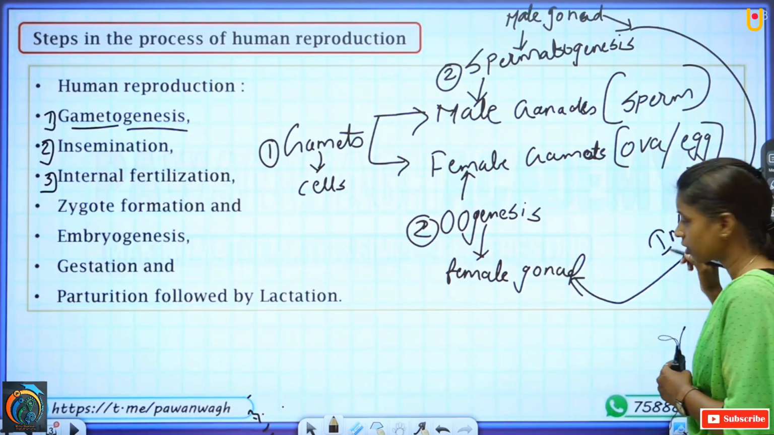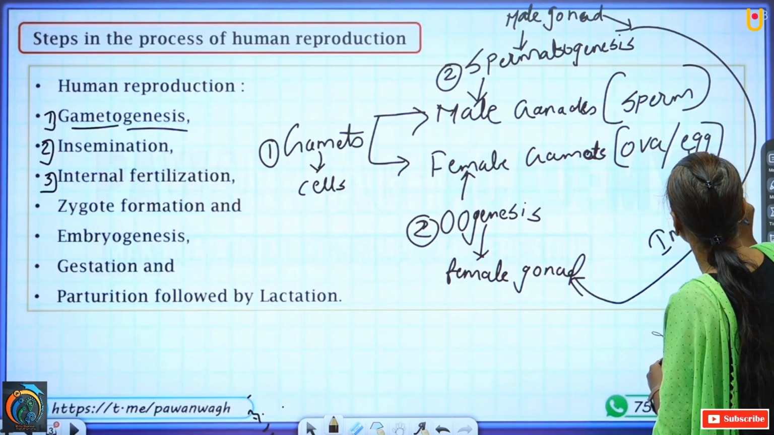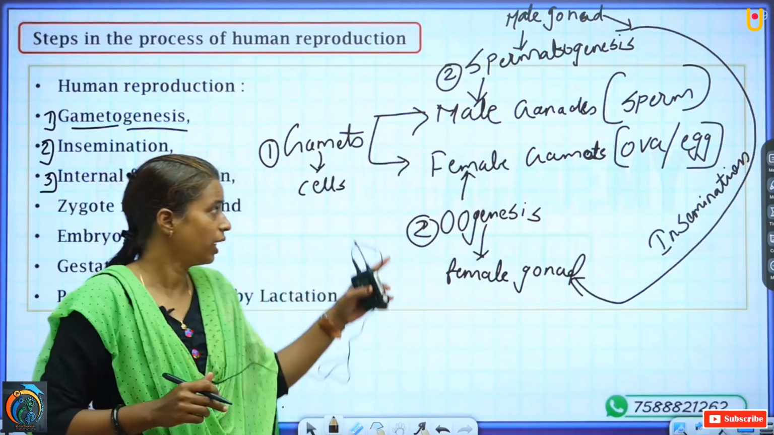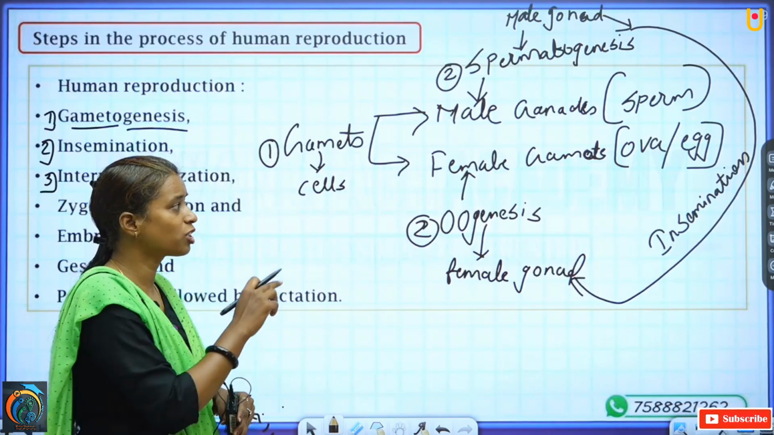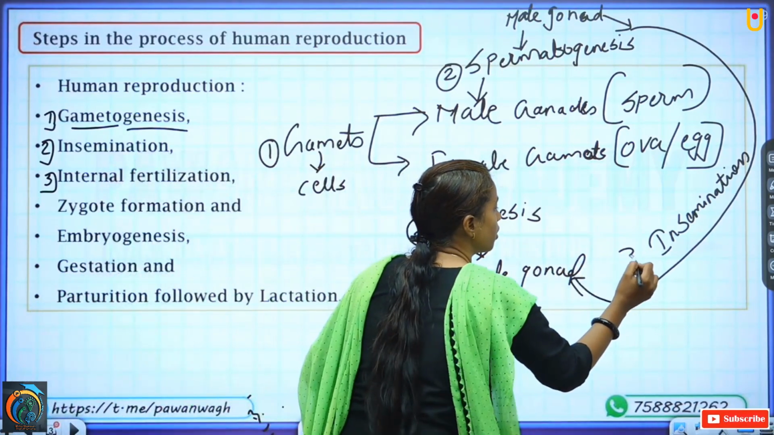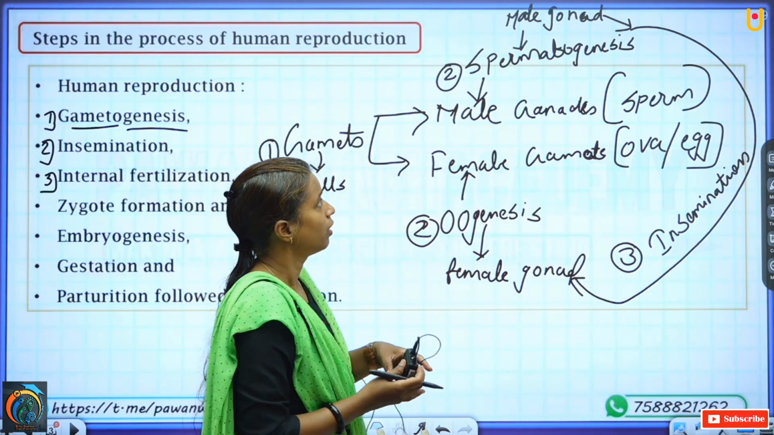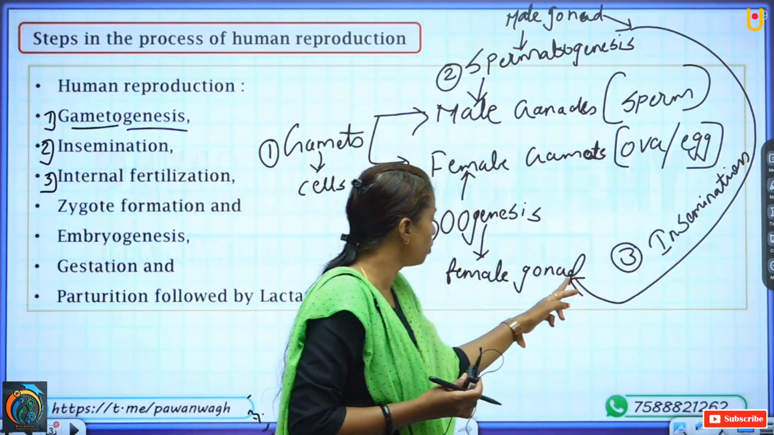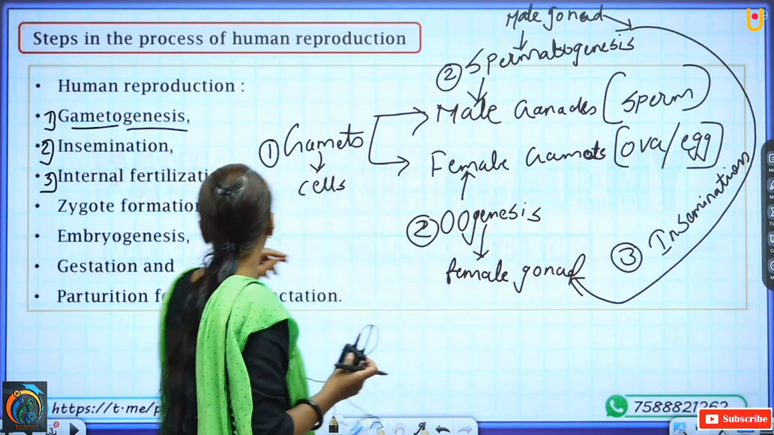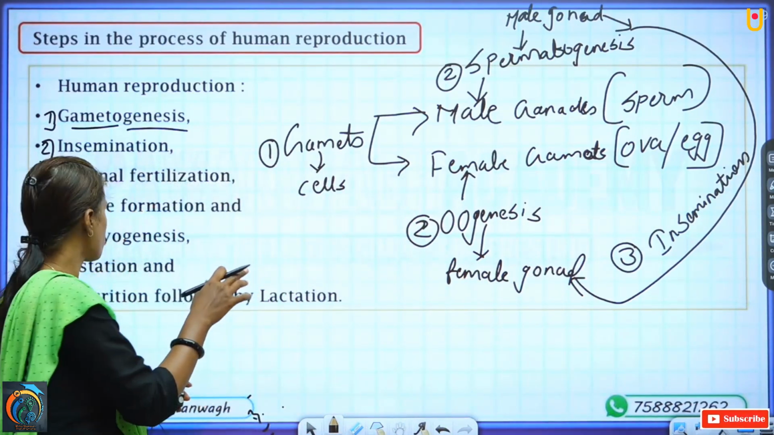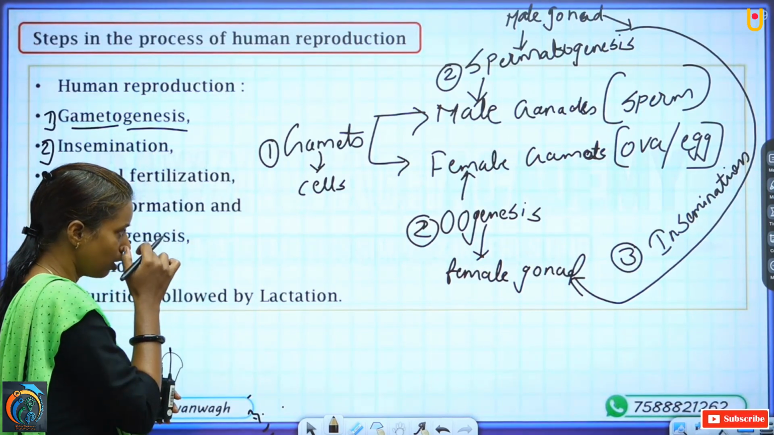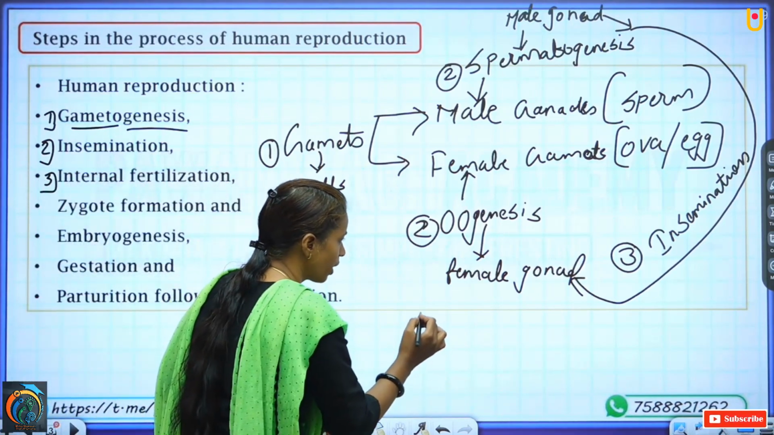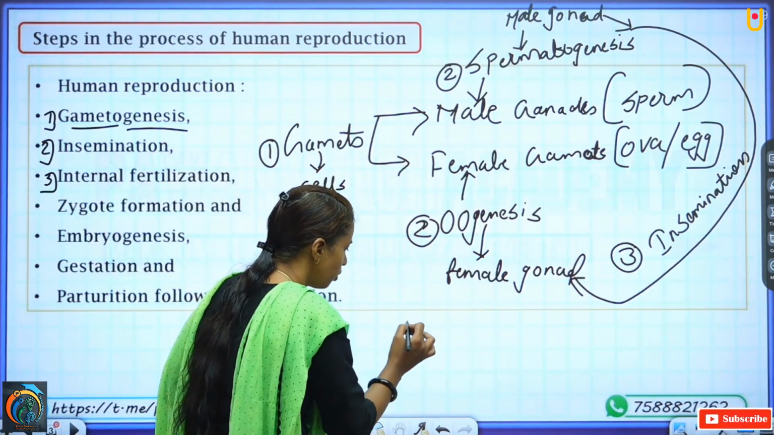In the process of insemination, the semen which contains sperms is given out into the female gonad. After insemination, the process of internal fertilization occurs. Now what happens here inside the female gonad?